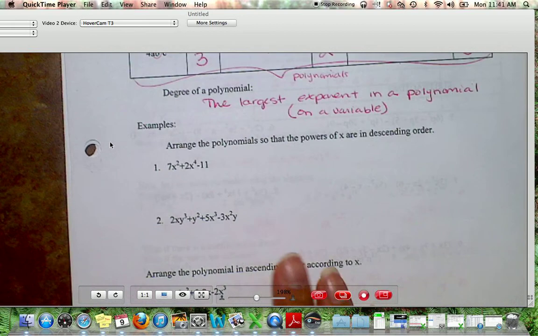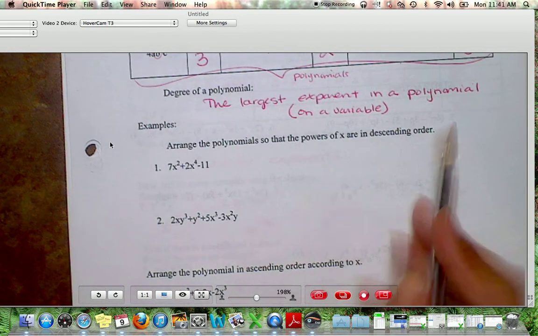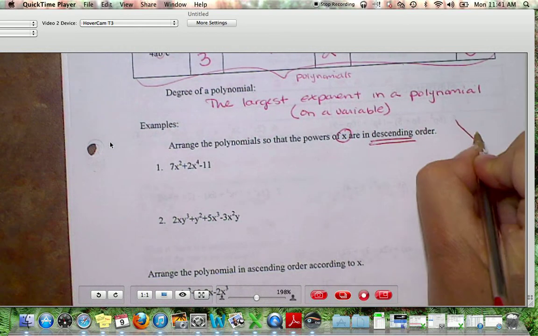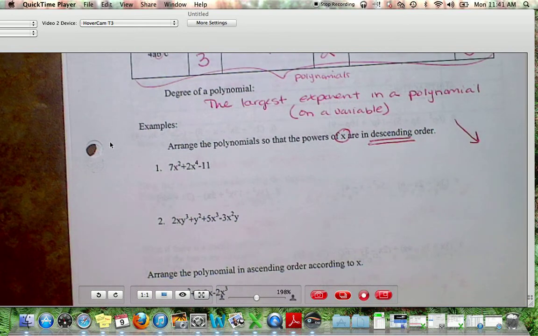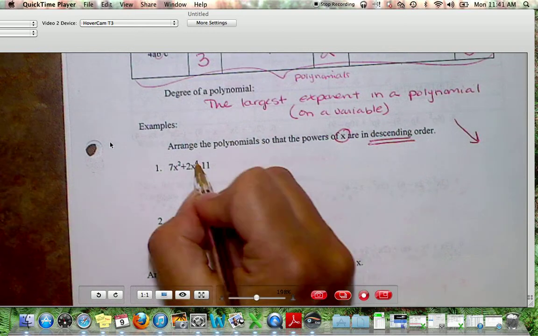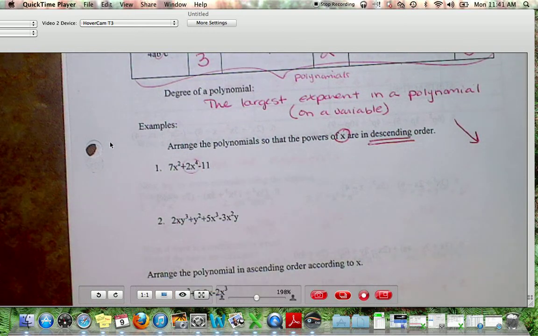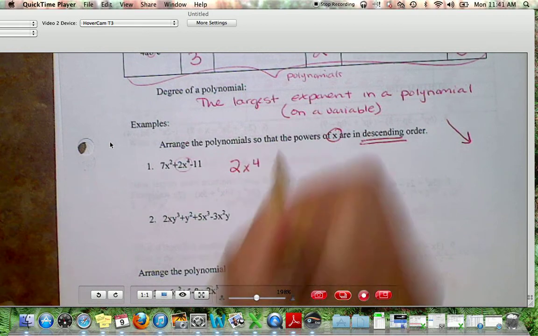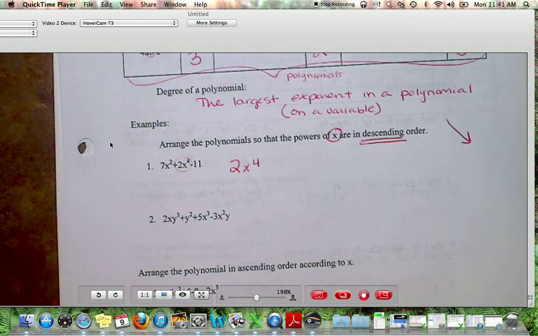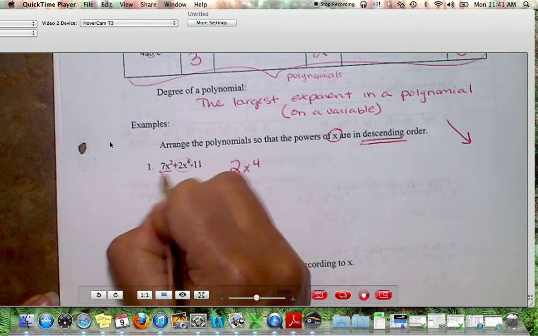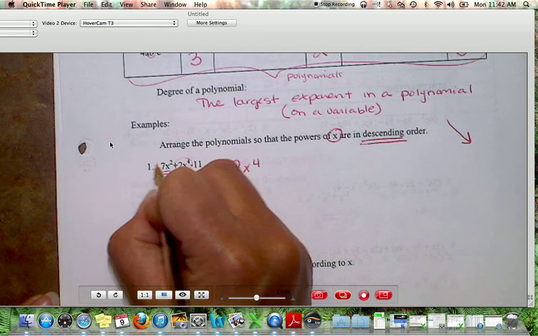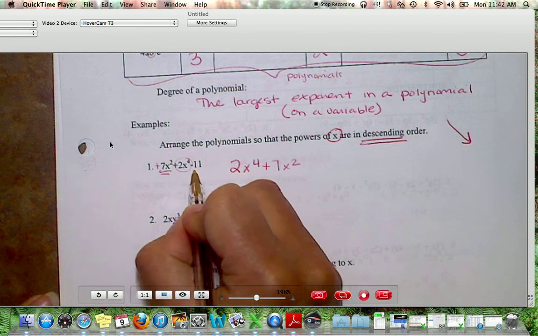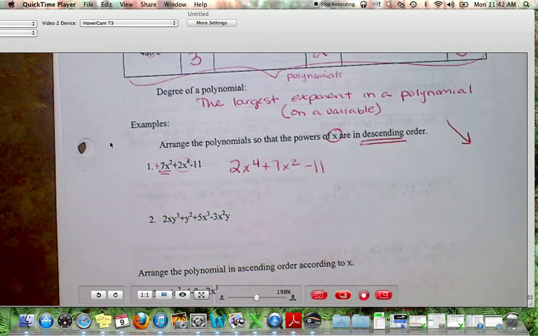Arranging, very simple also. We're going to arrange the polynomials so the powers of x are in descending order. That means they go down. So you want your highest x first. So this term is all going to move together. That's got the highest exponent, so that starts. Then the second one is this guy. And he doesn't have a sign in front, but he's understood to be positive, so we put him here. And then the negative 11 has no x's on it, so it's last.